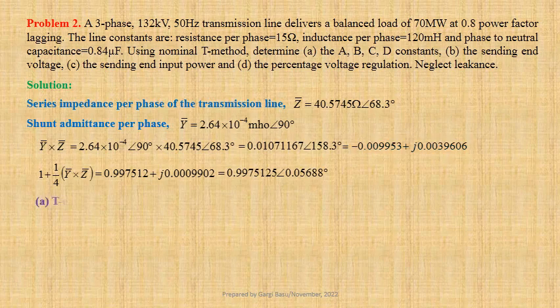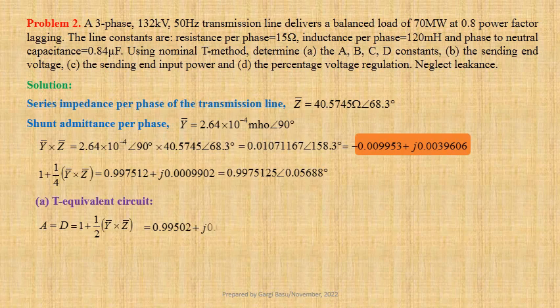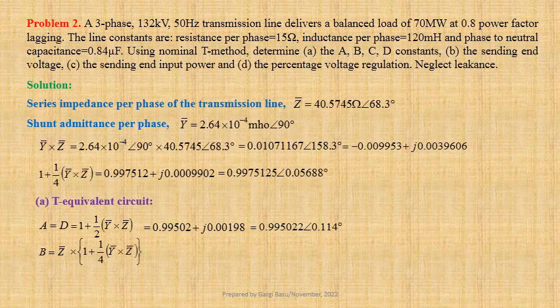For nominal T equivalent circuit, A equals D equals 1 plus half of Y into Z, that is equal to 0.99502 plus j times 0.00198. This may be written in polar form as 0.995022 at an angle 0.114 degree. B equals Z into 1 plus 1/4 of Y into Z.